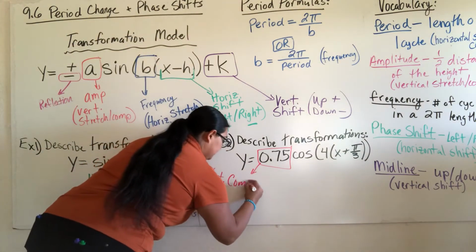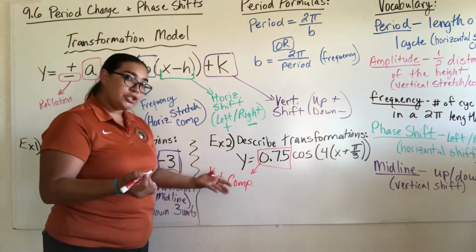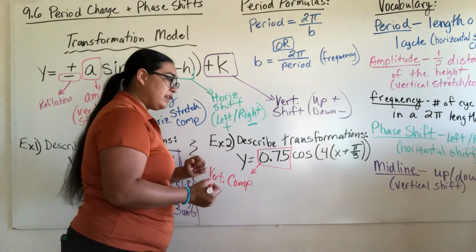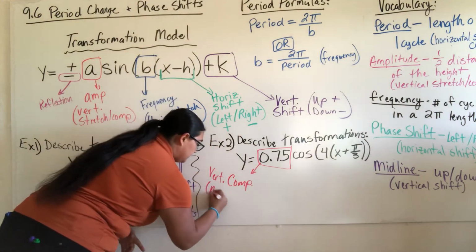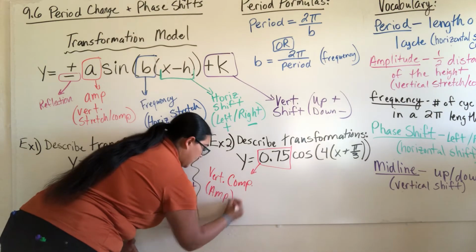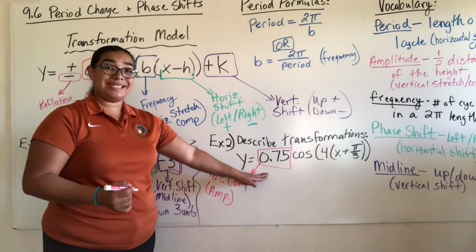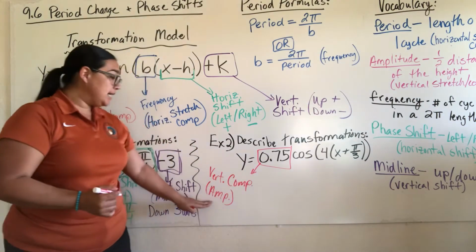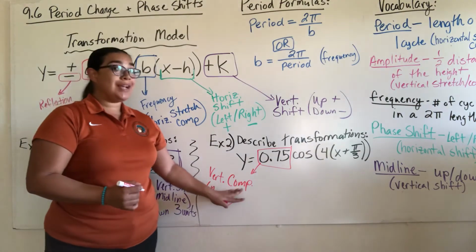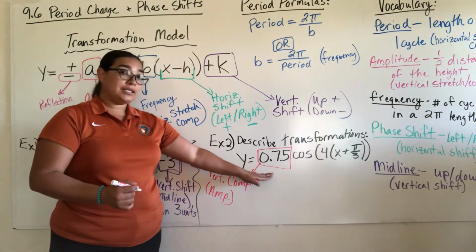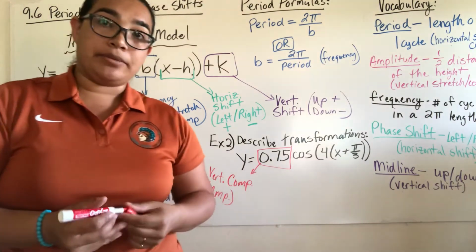Vertical comp, I don't want to write the whole word compression out. So we'll say vertical compression, that's your description, of 0.75. You don't even have to say it. But then this is also called your amplitude. Okay? So key thing here is that is a vertical compression because it's less than $1, and it's also called your amplitude. So again, either one. Key thing here is you cannot say stretch. This is clearly less than $1, so you've got to say compression. Okay, vertical compression, aka your amplitude.